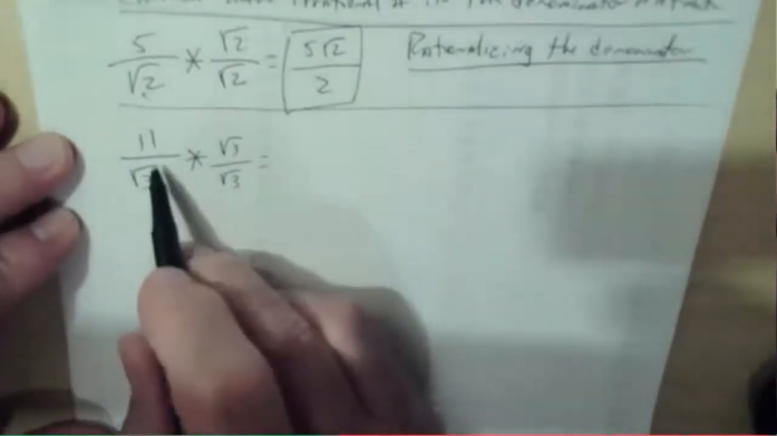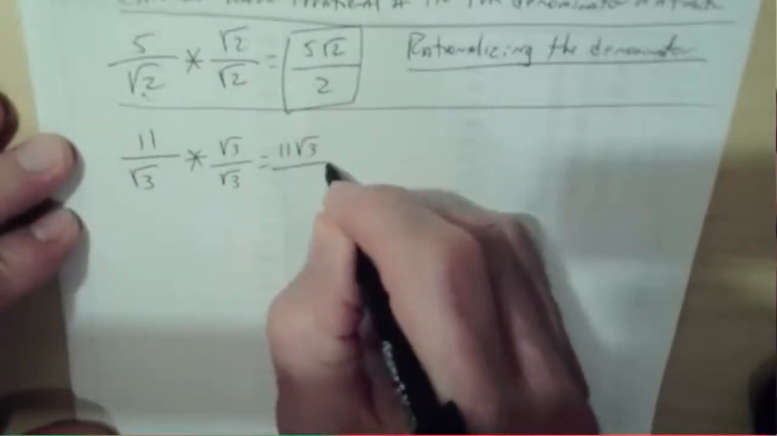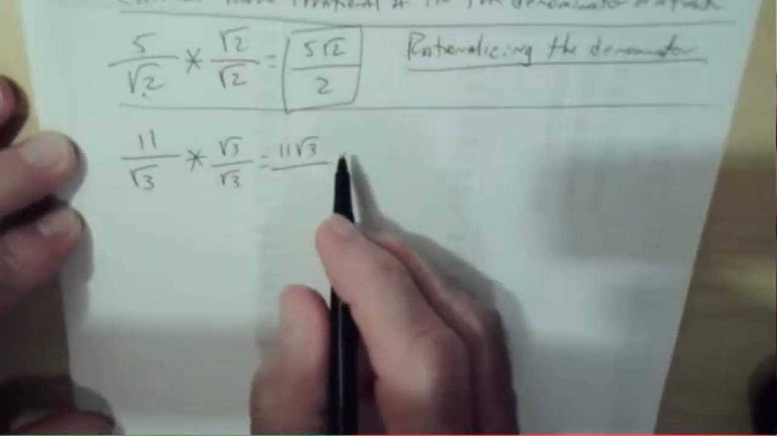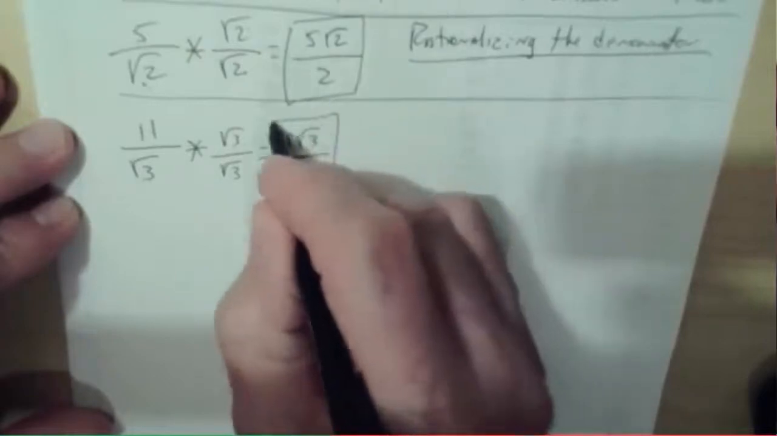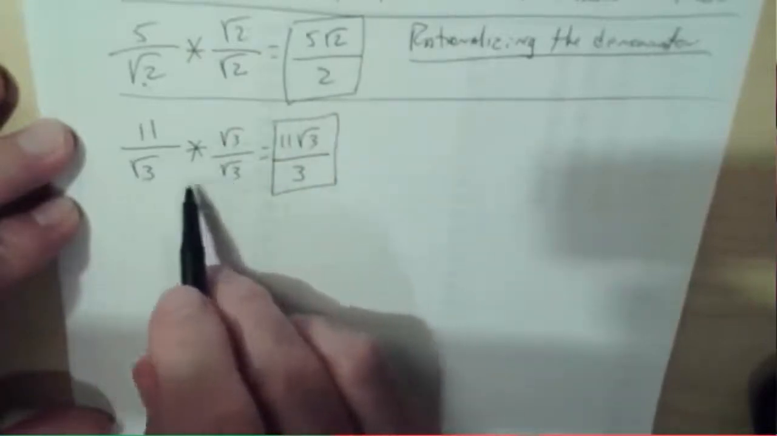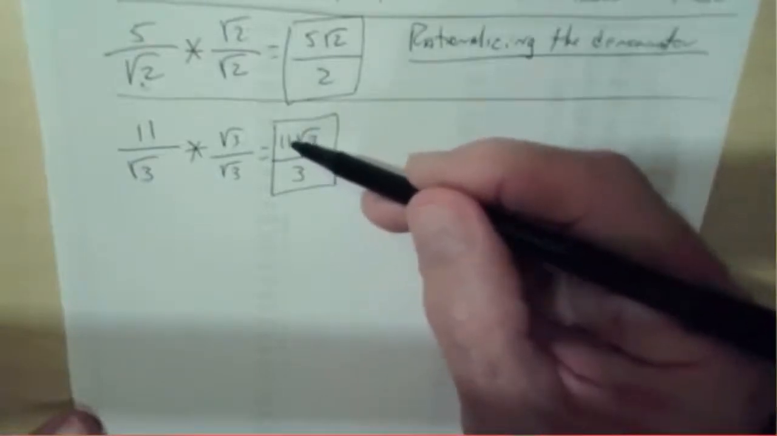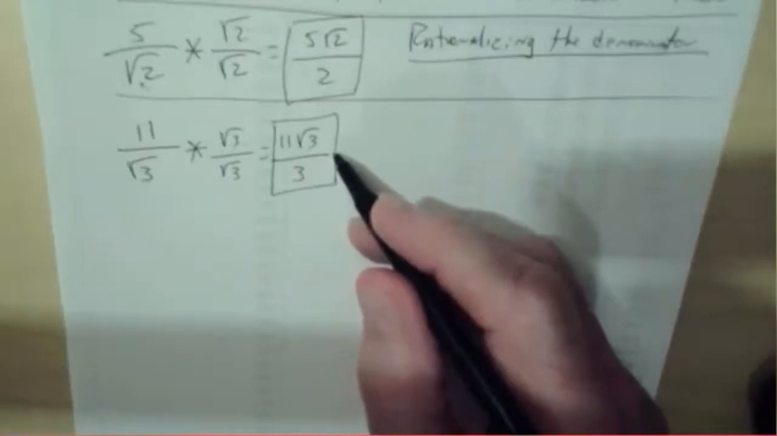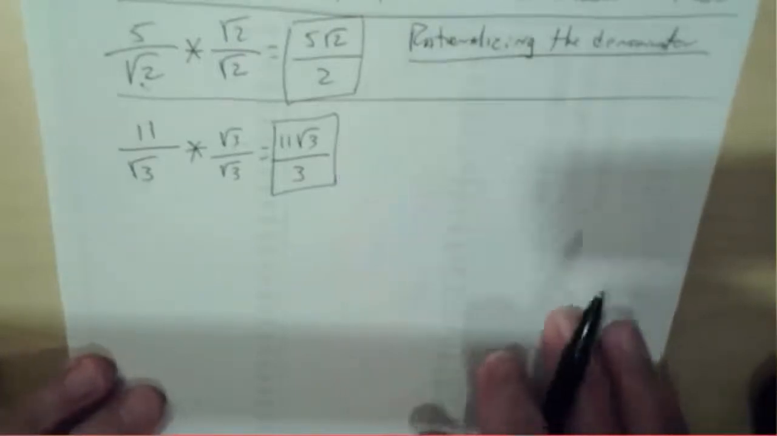So 11 times the square root of 3 is 11 square root 3 over square root of 3 times the square root of 3 is the square root of 9. Square root of 9 is 3. Or you can say, if you multiply the square root of any number times itself, the radical goes away. Now, can we divide 11 by 3? No, not evenly. So we leave it like that. Okay? So you get this one.